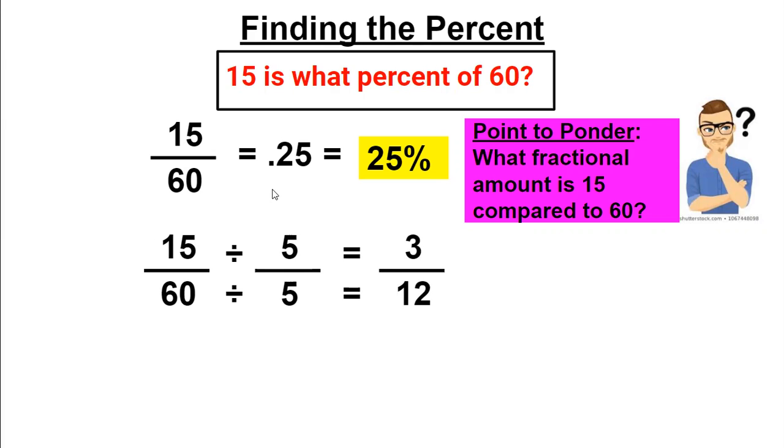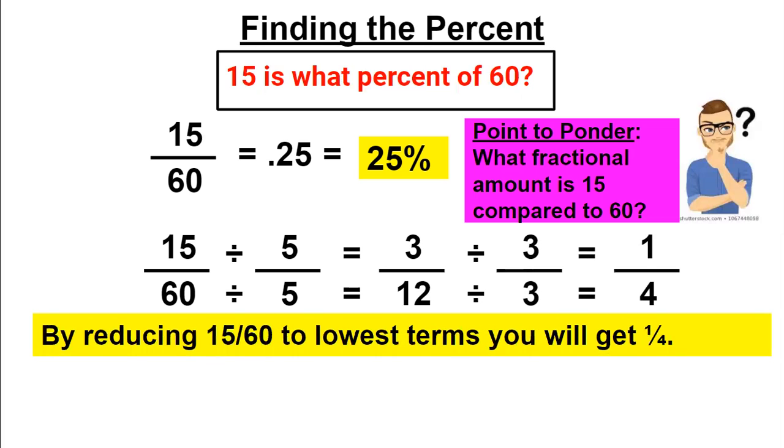And then you can reduce 3/12, right? Divide the top and bottom by 3. And then you get 3 divided by 3 is 1 and 12 divided by 3 is 4. So 15/60 is the same as 1/4. By reducing 15/60 to lowest terms, you get 1/4. So if you like to reduce, you can reduce this to 1/4.